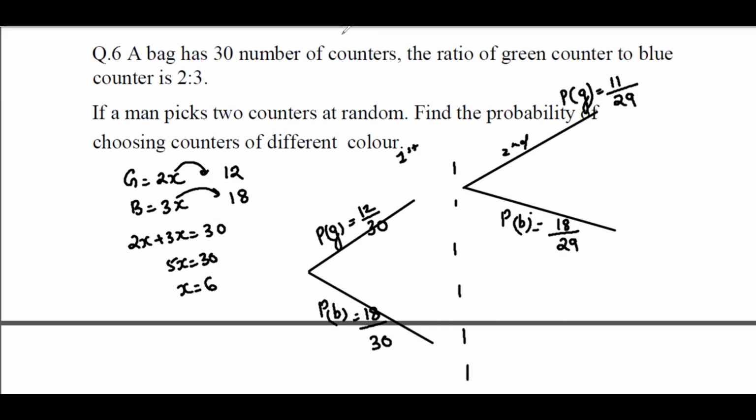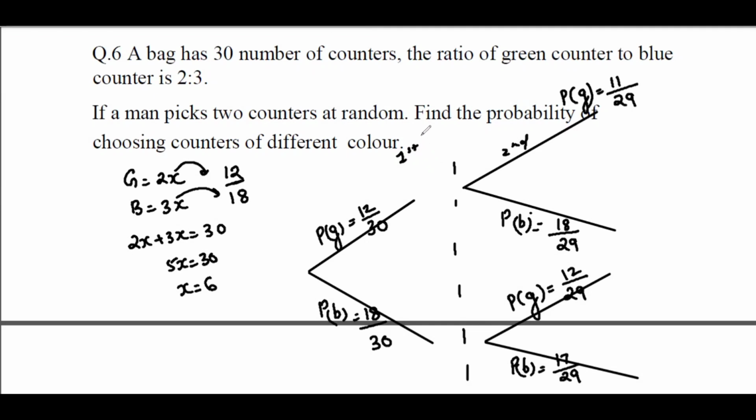Now if he has already chosen blue, again there are two different cases. Either he can pick blue or he can pick green. So probability of picking green counter will be 12, but in the first pick, he has already chosen blue, so the total number of counters are 29 now. Probability of picking blue will be, since he has already chosen blue in the first pick, 17 counters remaining out of 29. So this is the total probability tree diagram.